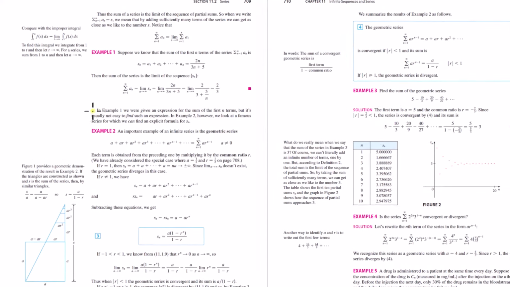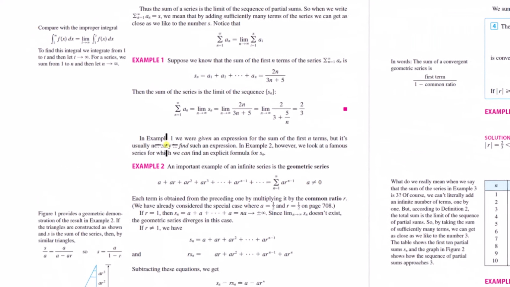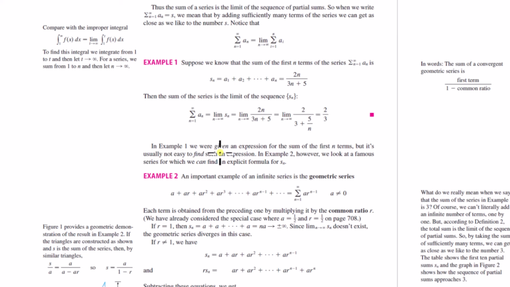So as it says here, in the previous example, they were given the S sub n formula, and with that you could just find the limit of this formula. If it goes to a value, then you know that the actual sum of the sequence, the series, is convergent, and the sum is equal to 2/3.